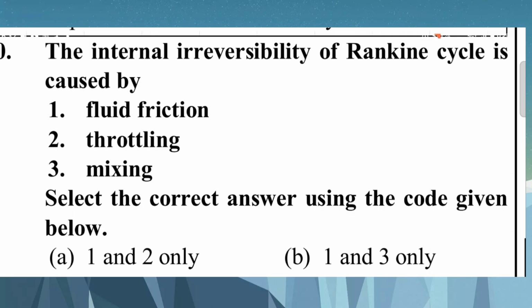Question number 50. The internal irreversibility of the Rankine cycle is caused by 1. Fluid friction, 2. Throttling, 3. Mixing. Fluid friction is also called irreversibility, throttling is irreversible, mixing is also irreversible, तीनों ही right.